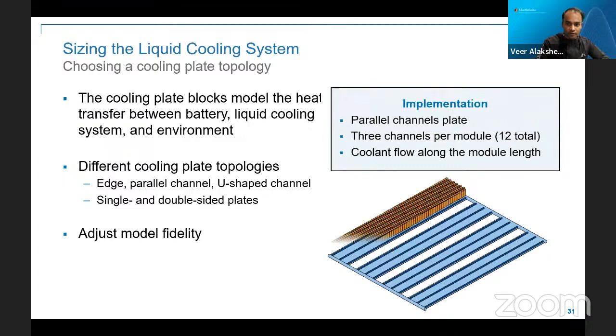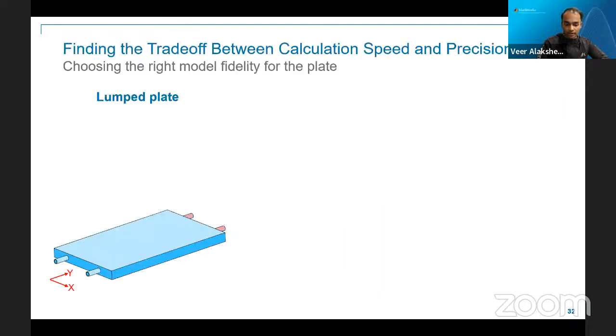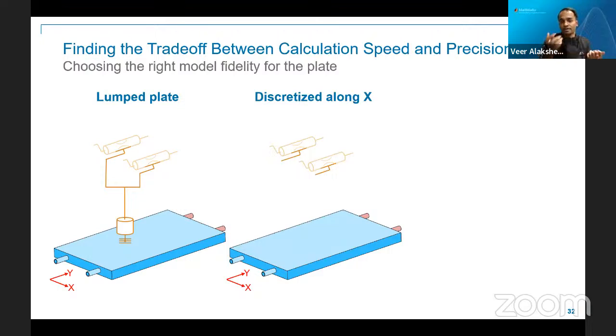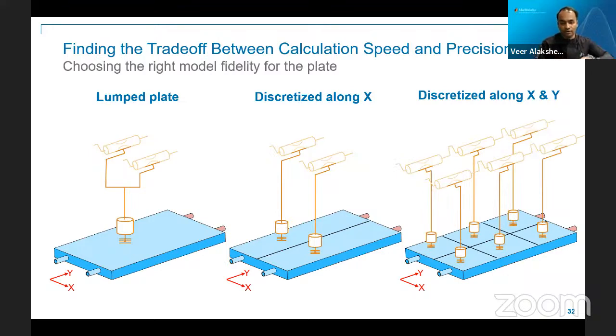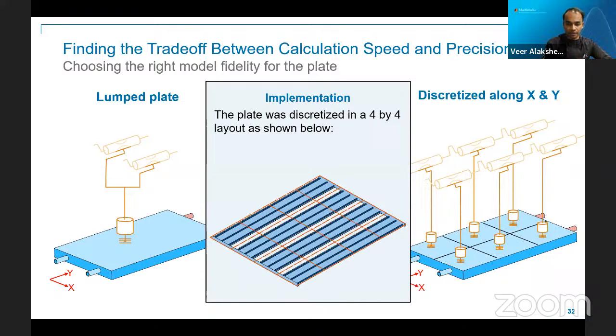Okay. Now, once you have implemented the cooling plate, in that also you have options. How do you select the fidelity of the modeling aspect? The cooling plate can be assumed as one lumped model, or you can discretize it based on the axis that you want to select, whether along the x-axis or the y-axis, or you can also discretize it along x and y at the same time. Once you do all this, those options will be available in your block. For our current purpose, the plate was discretized in a 4x4 layout as shown below.